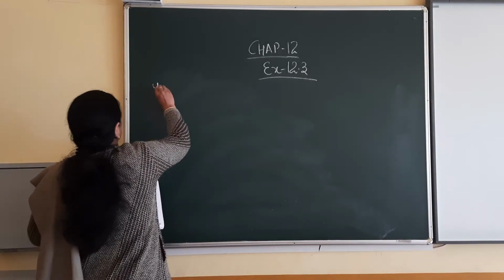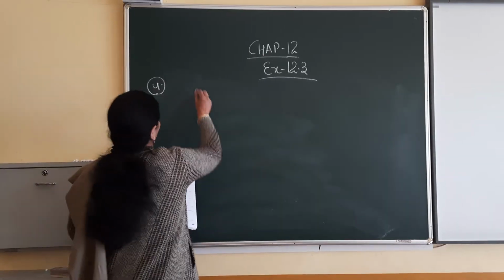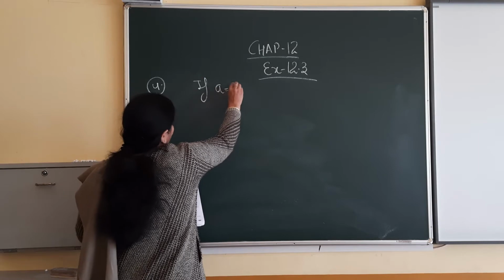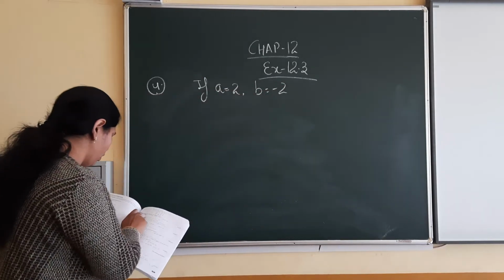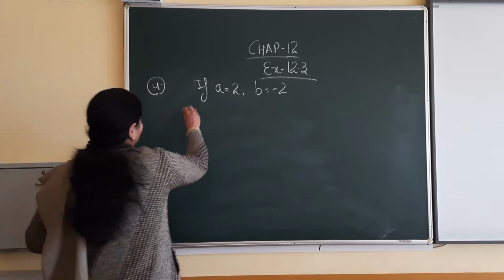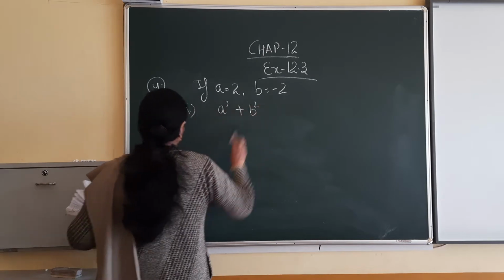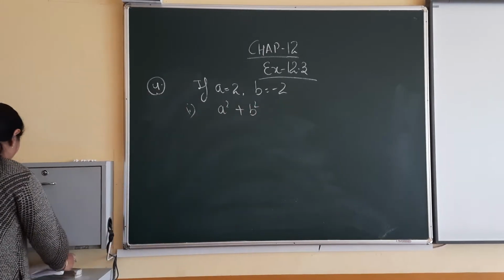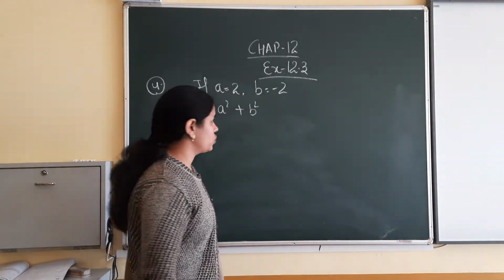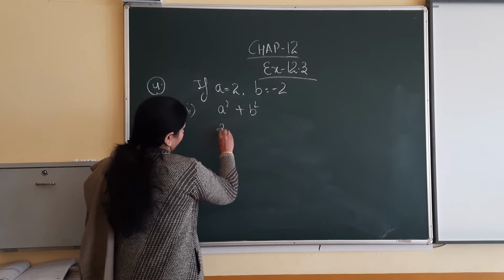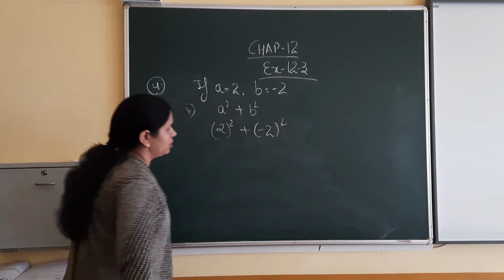Question number 4 is: if a is equal to 2 and b is equal to minus 2, then find the value of, in the first part, a square plus b square. This is the expression. What do we do now? The process is the same. Again, in the place of the variable, put the value that is given in the question. So here a is 2, so write here (2) and then square. b is minus 2 and then again the power is square.